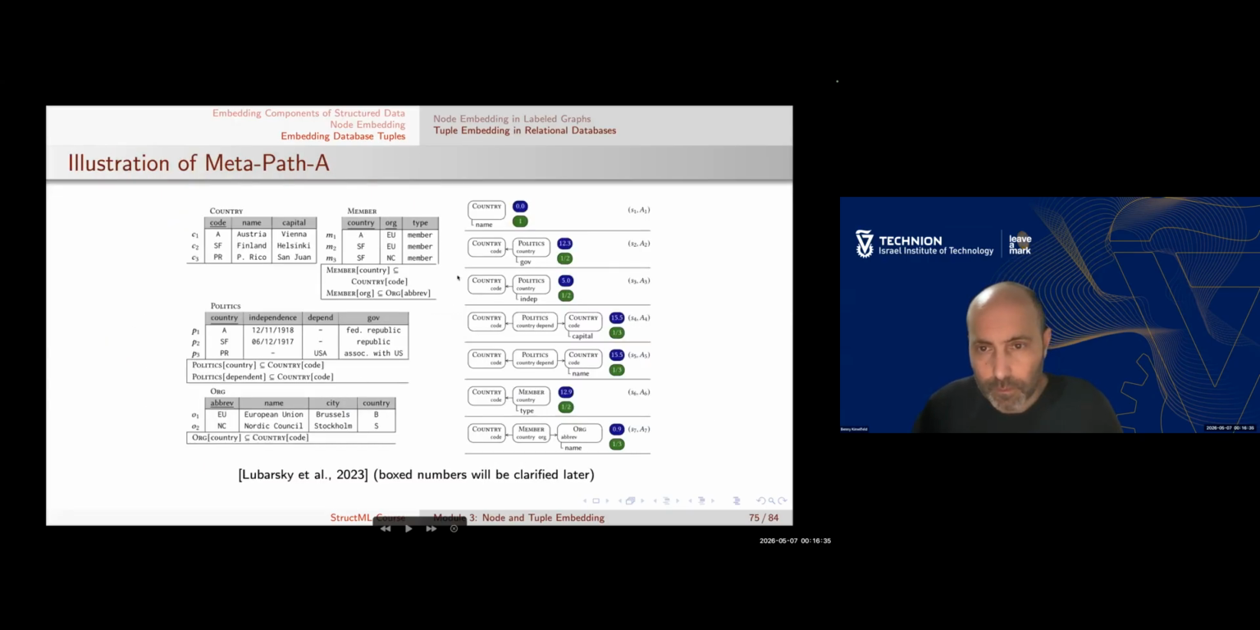So here are examples. You have here several meta paths. Here you can see the keys and foreign keys that are used for defining these edges. And at the end of each path, you have some attribute from the schema: Gov, indep, capital, name, type, name, and so on.